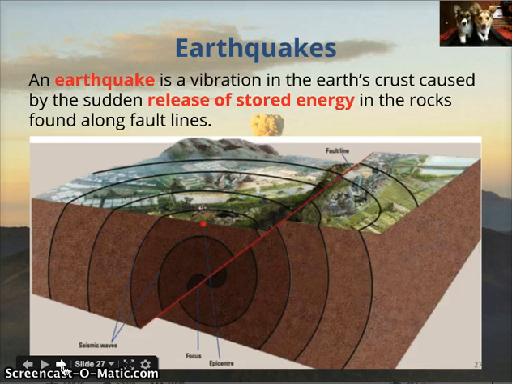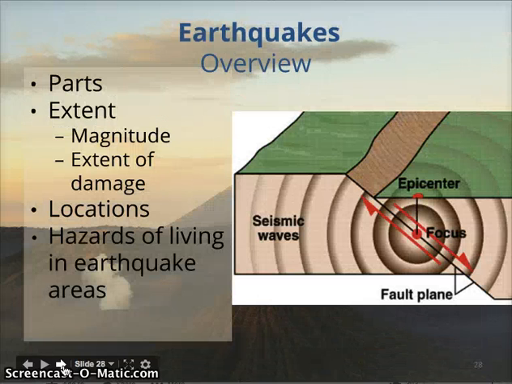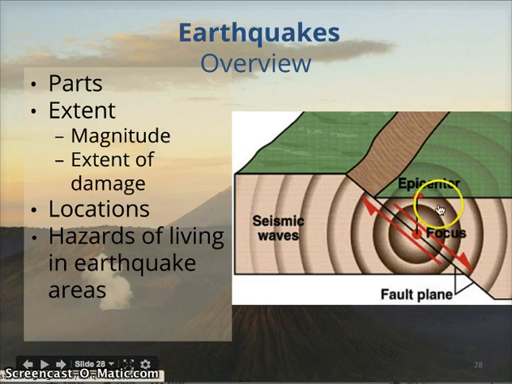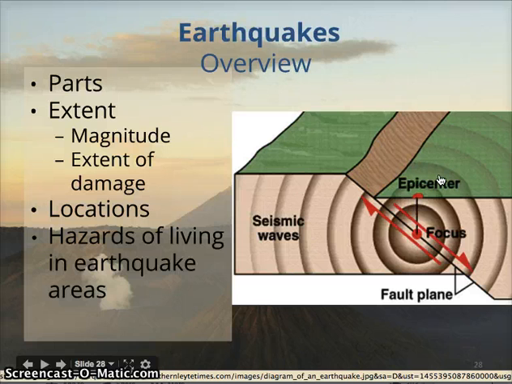Now, earthquakes are a vibration in the Earth's crust caused by the sudden release of stored energy in the rocks found along fault lines. So this is an overview of what we're going to learn on earthquakes: paths, extent, locations, and the hazards of living in these areas. Now first, let's start with the paths. The terms that you need to know about earthquakes include focus, epicenter, and aftershocks.